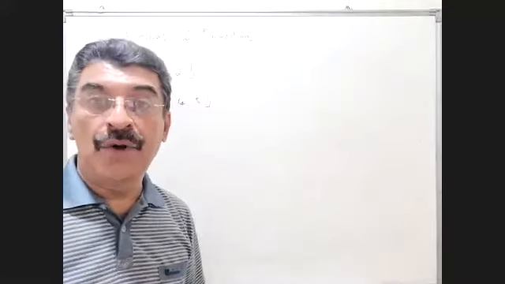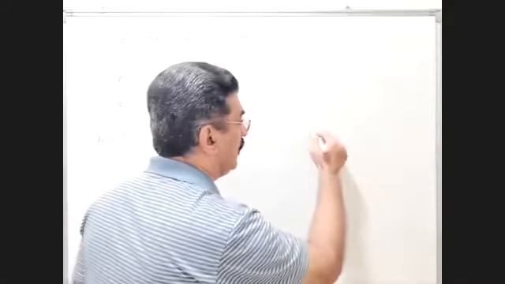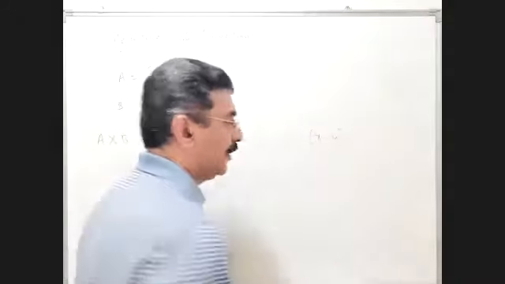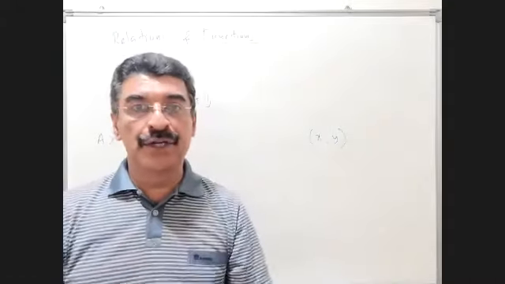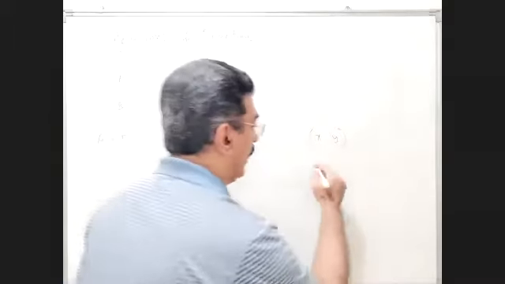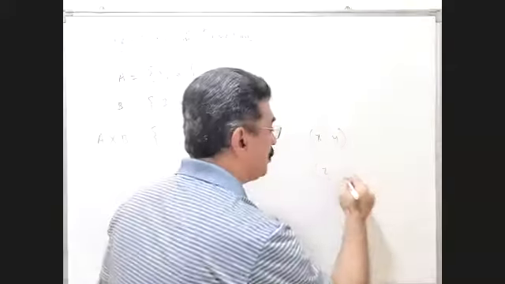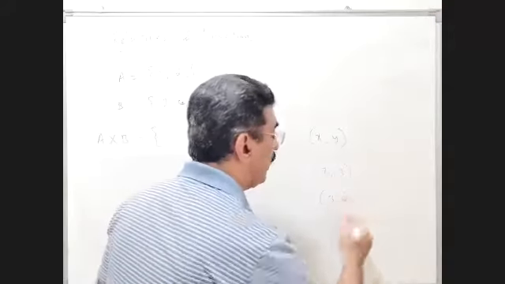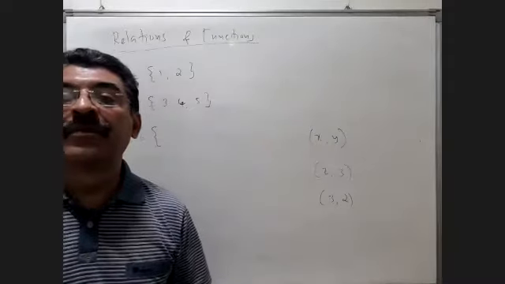You know what an ordered pair is. In class 9, you learned. Why is it called an ordered pair? Because order is important. X, Y and Y, X. Ordered pair 2, 3 and ordered pair 3, 2, they are different.